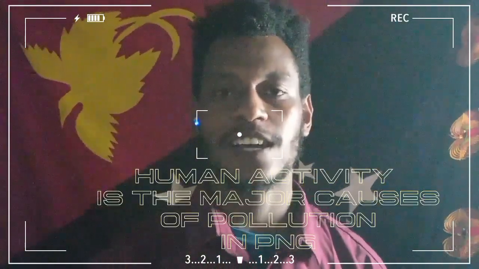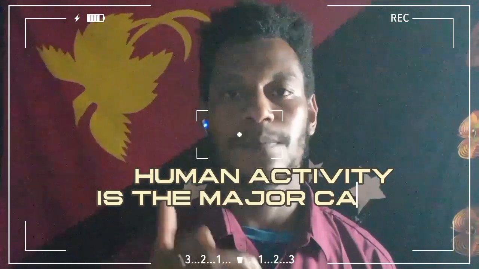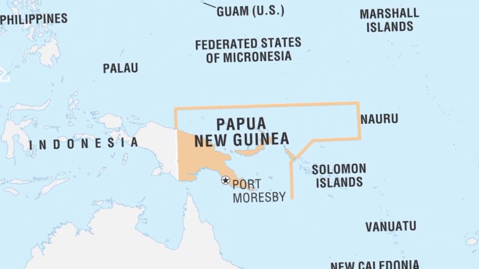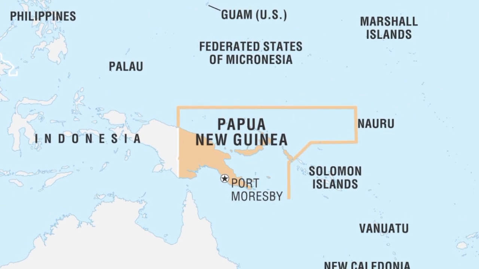To conclude, human activity is the major cause of pollution in Papua New Guinea. As we have heard, there are a few ways to help us prevent the issue of pollution. I hope we as human beings can take responsibility and apply the ways to minimize the widespread problem of pollution in Papua New Guinea.